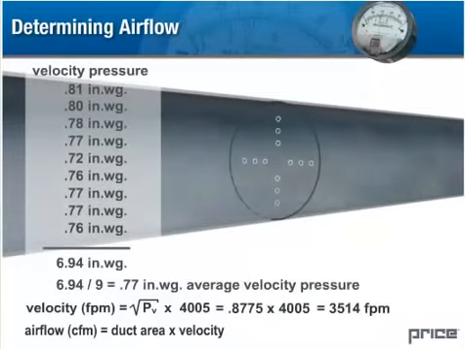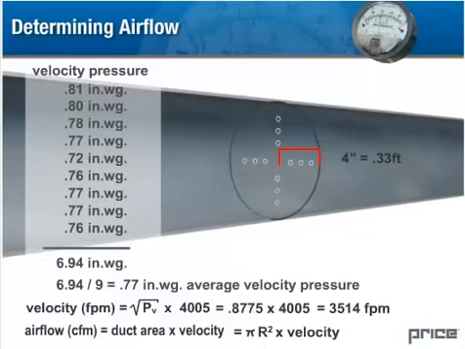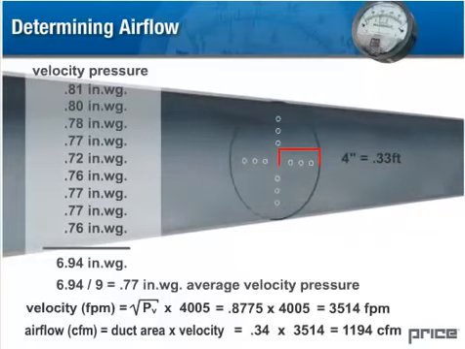In the case of a round duct, the cross-sectional area is pi r squared. The duct in our example has a radius of 4 inches or 0.33 feet, so the cross-sectional area is 0.34 square feet. We multiply this by the air velocity and determine that the airflow is 1,194 cubic feet per minute.